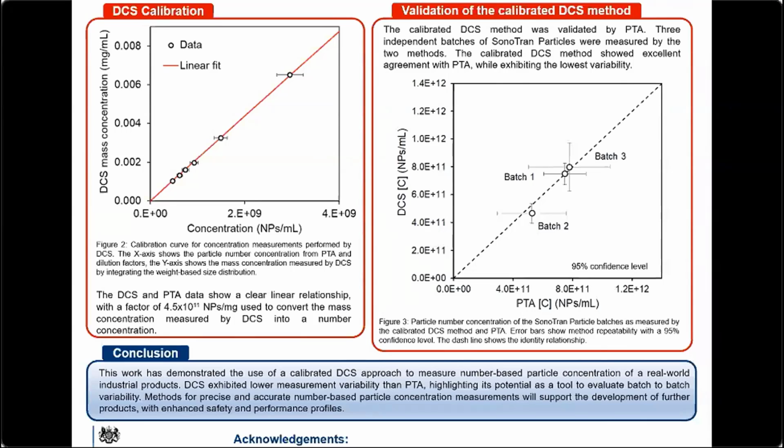We put this conversion factor to the test using a fresh aliquot of batch 1 and 2 additional batches, batches 2 and 3. The number concentration measured by DCS using the calibration curve was in agreement with the number concentration measured directly by PTA for all 3 batches. This is shown on the graph on the right. The method with the DCS also showed lower variability than the direct PTA measurements.